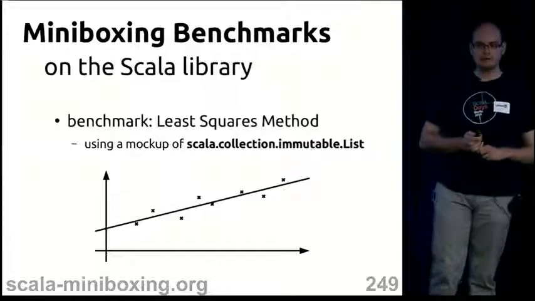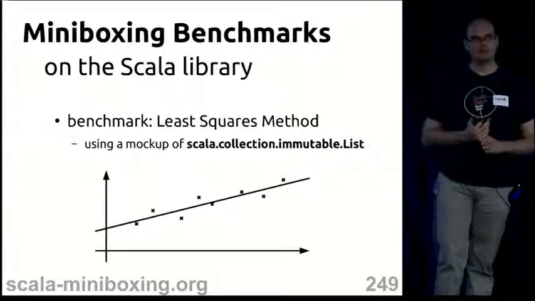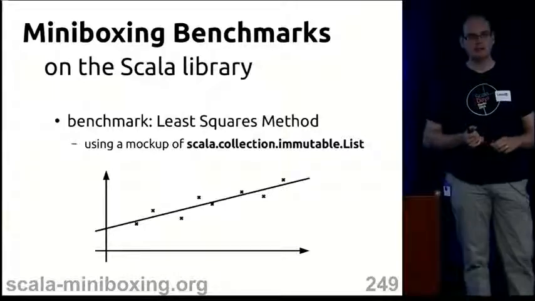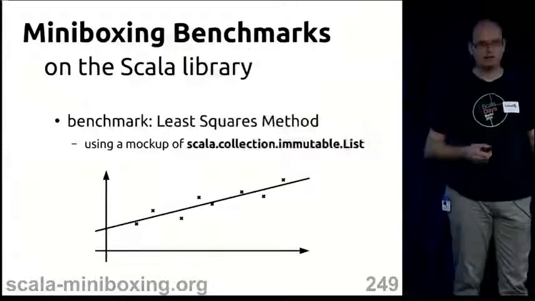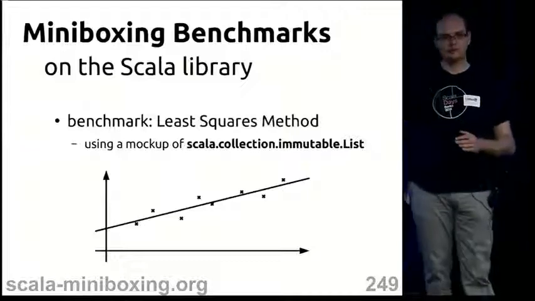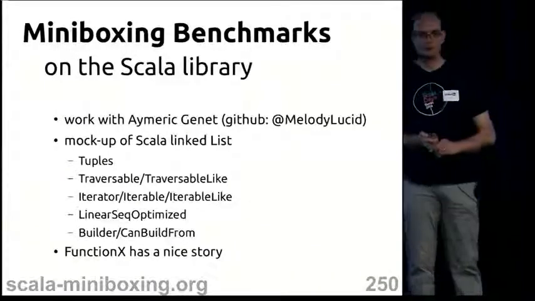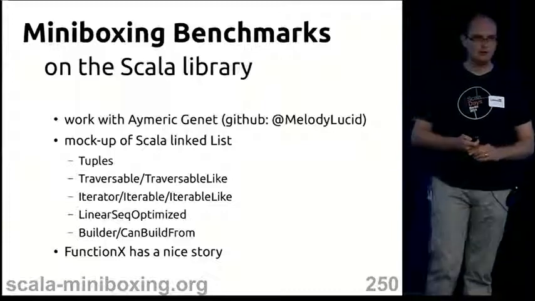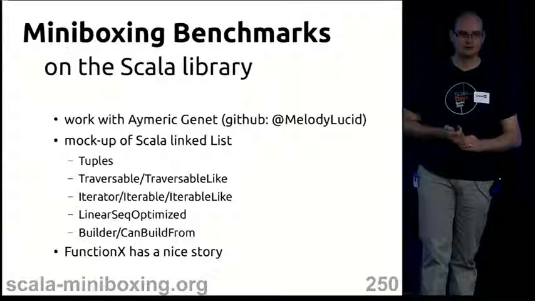So it's done on the Scala library. It's a mock-up of the Scala collection immutable list, and we just take the least squares method that basically fits a set of data, a set of points, with a straight line. Okay, we'll wait a bit. This is joint work with Aymeric Genet, who's a student at EPFL. I'm really grateful for all the work he did.